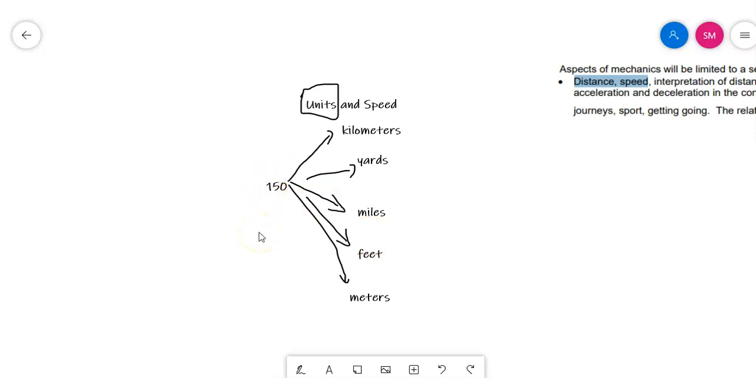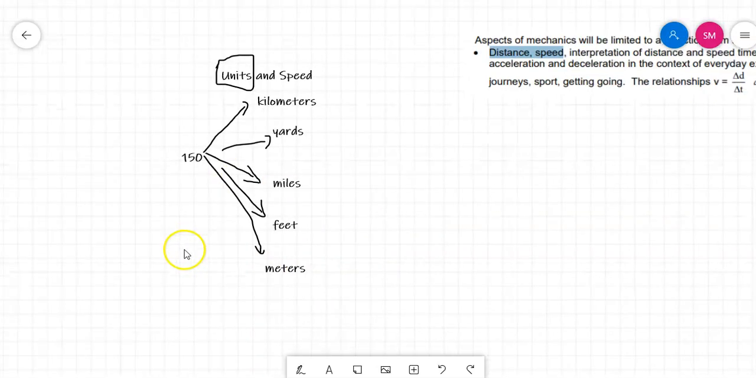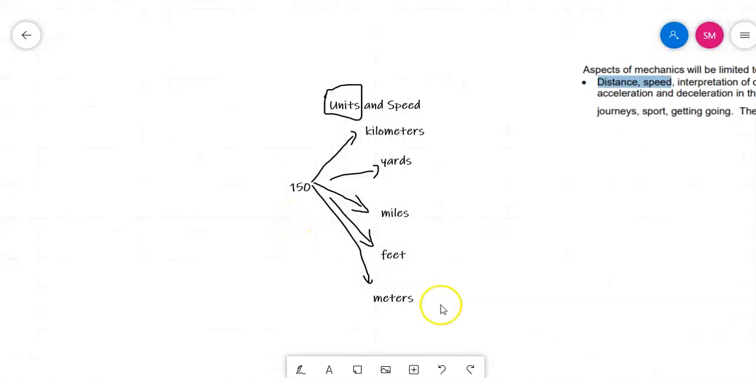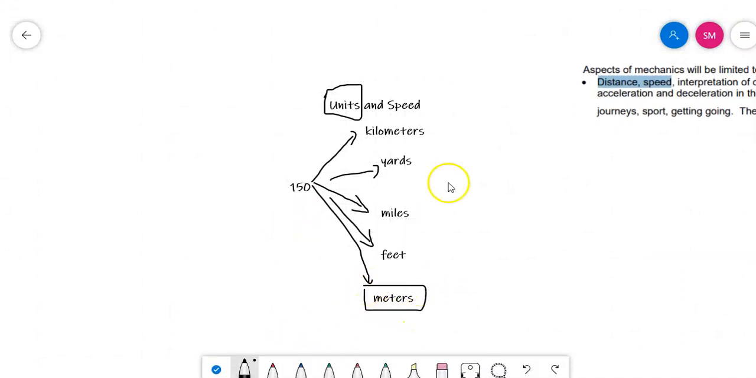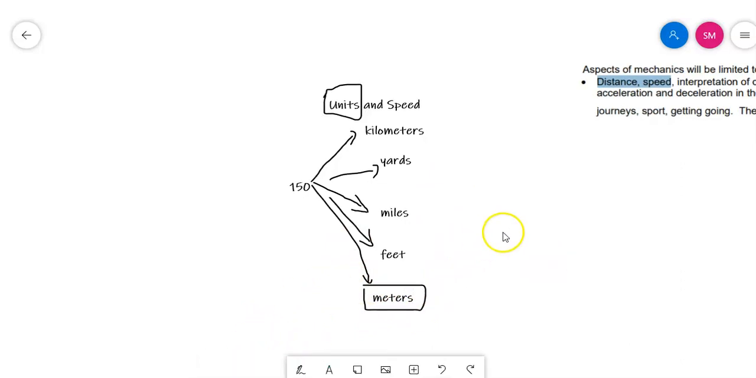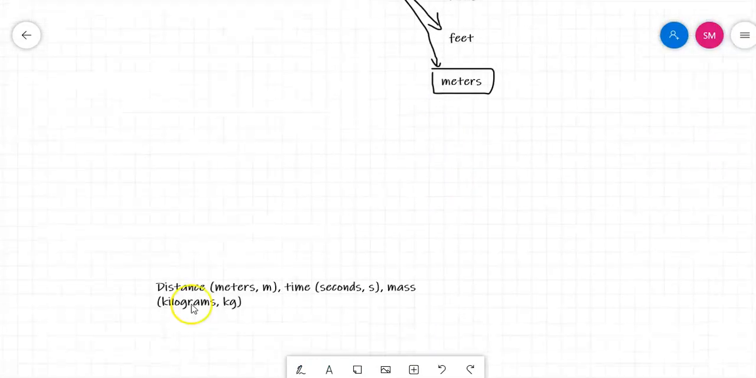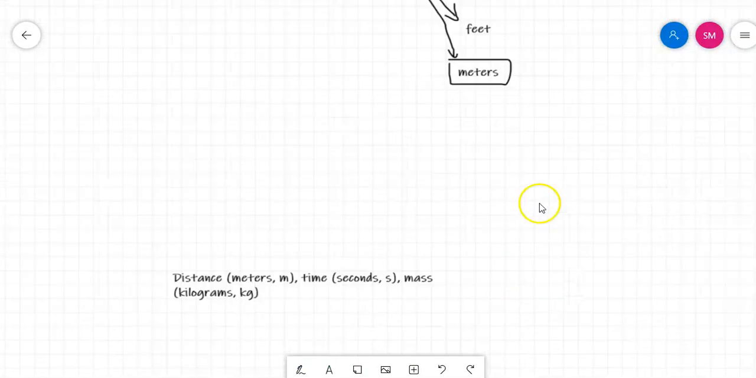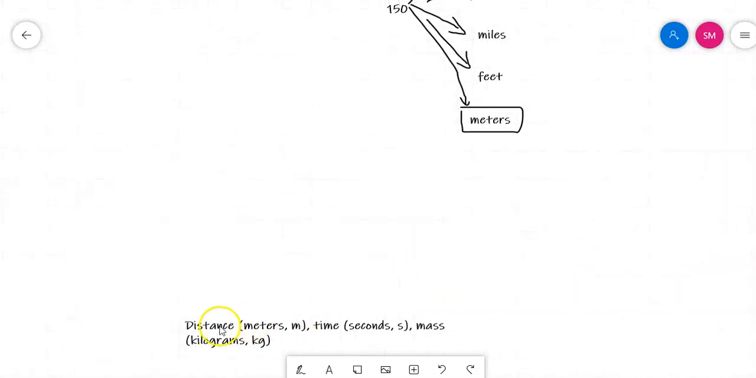So what we need to do in science is decide on particular units that we are going to be using across the board so that we can compare values together easily. So the units that we use in science are always going to be, for distance, meters. For time, we will see seconds. For mass, we'll use kilograms, just for example. So here's 3 examples here, and we'll come across some more as we go through this topic. So the first 2 important units that we need to know are meters and seconds.